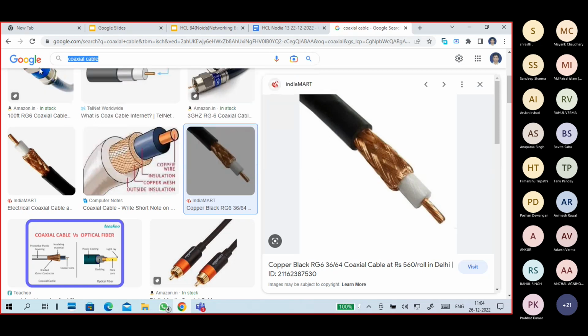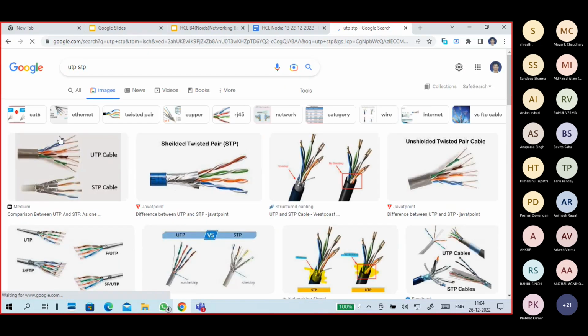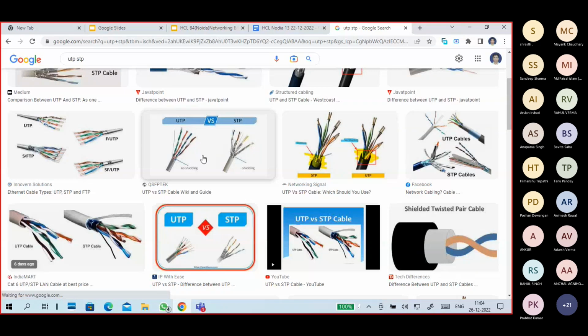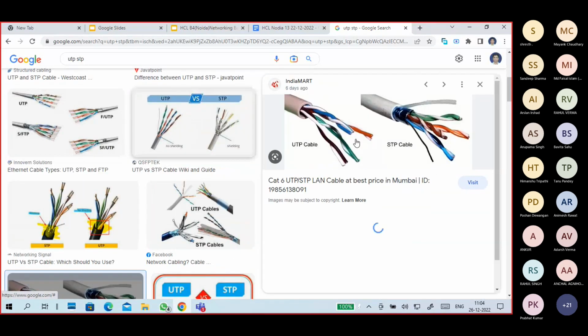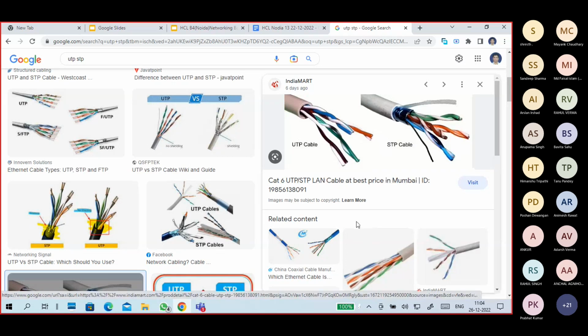We'll see how these UTP, STP cables are. I have seen somewhere it is very neat like this. This is a good view. Somewhat.